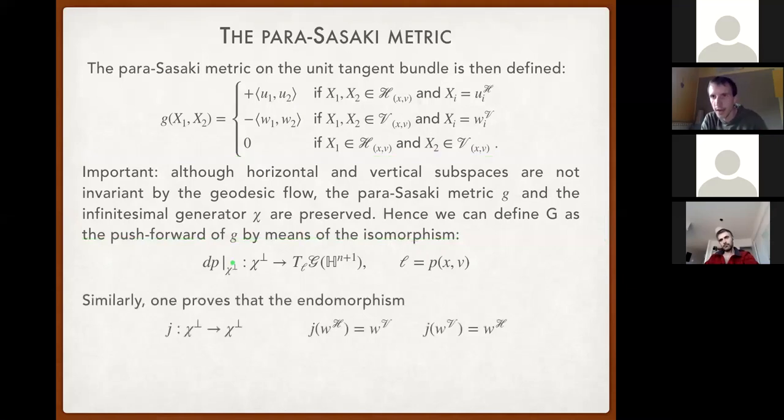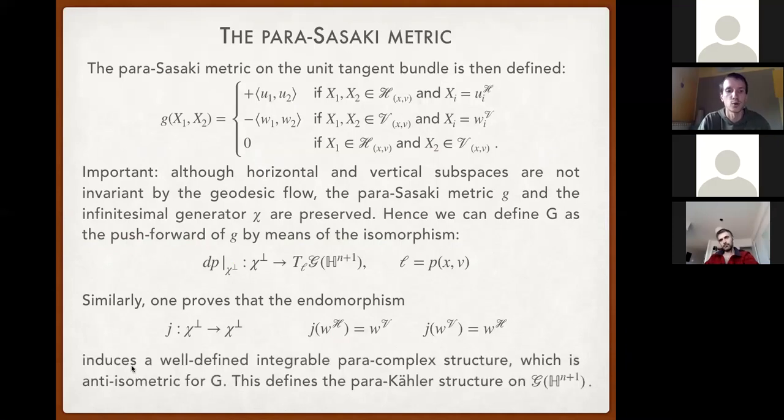In a similar way, one can define the paracomplex structure downstairs on the space of oriented geodesics, while we define upstairs on the orthogonal complement of chi. And here it is just switching horizontal and vertical subspaces. And it's not difficult to check that these two things are compatible, in the sense that J is an anti-isometry for G, and it's also integrable.